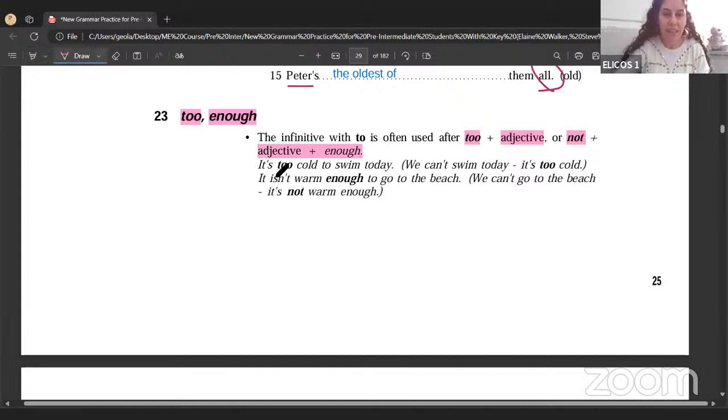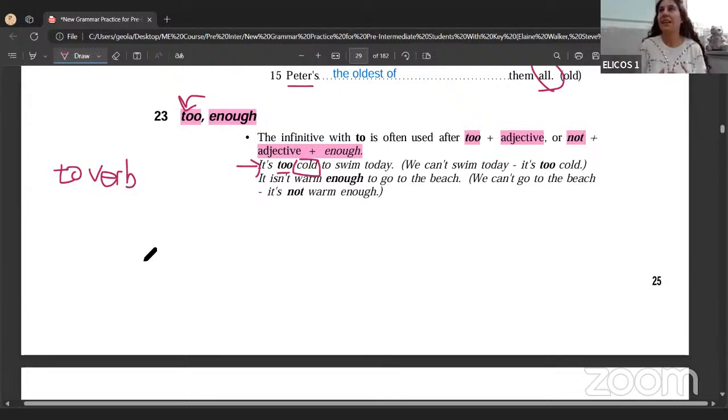If you see here, it's too cold. So this is our adjective, cold. We know it's cold to swim today. So we're only talking about one day, one object, one noun, because we're saying it's. That means like today, or the temperature, or the swimming pool. It's too cold. Now, too, you can also remember this is different than the word to, which you find after a verb, like to swim, to ride, to speak, to work.